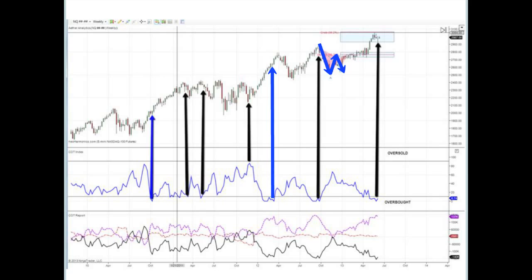It's a little bit hard to see. You can see my box up there. And then it's also aligning with an overbought condition in the COT index. So I think the NASDAQ is a very interesting potential short position here on the near term if you're expecting a new sort of bear swing to happen.